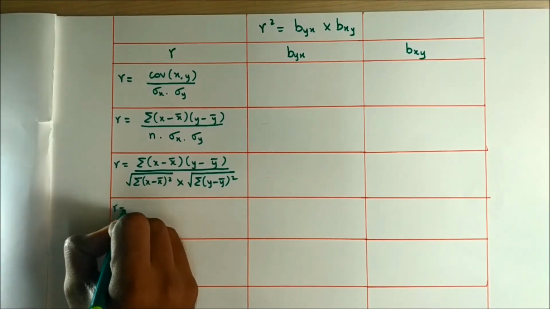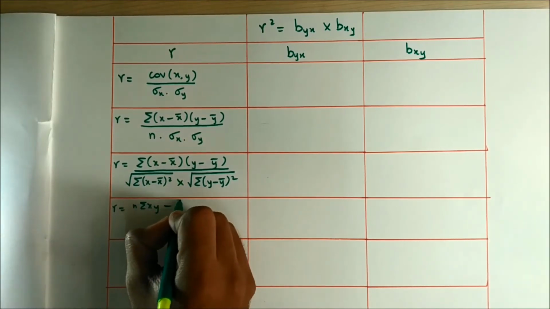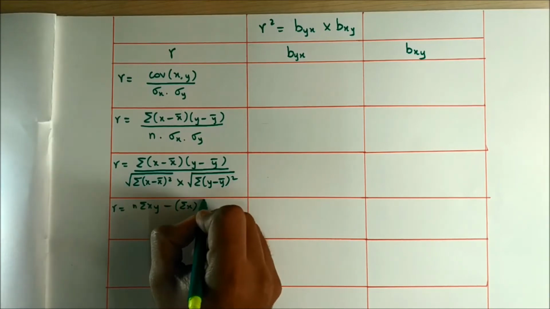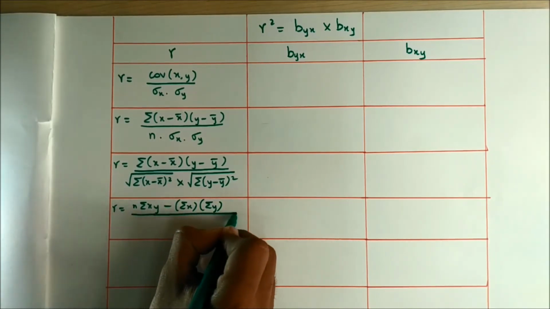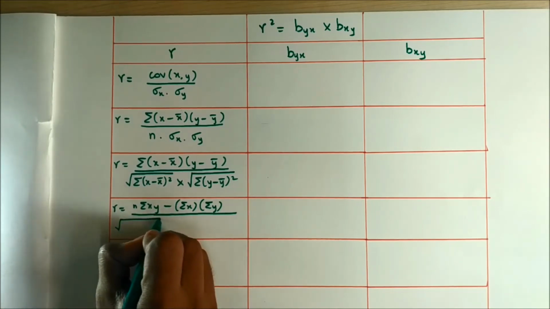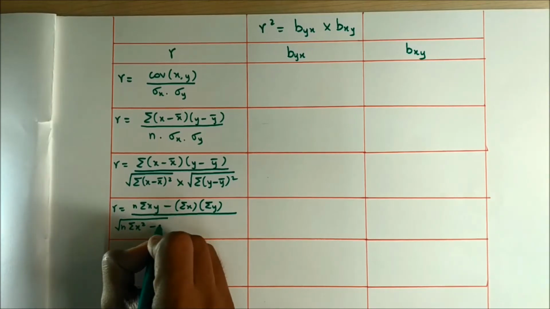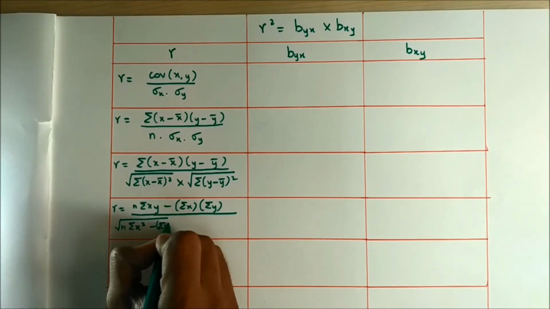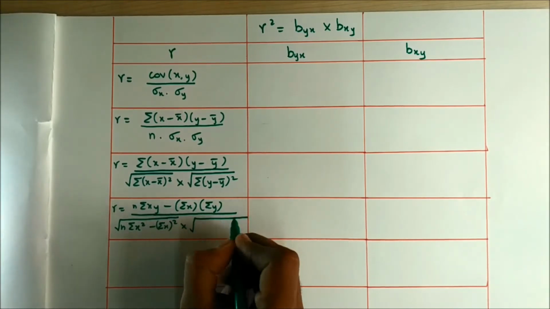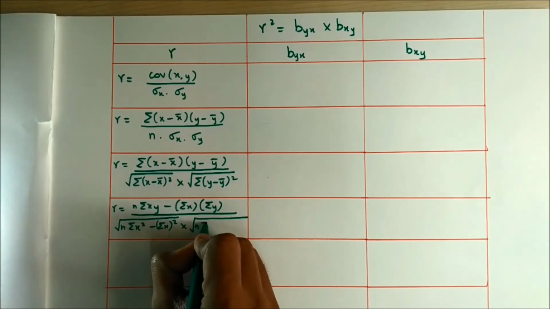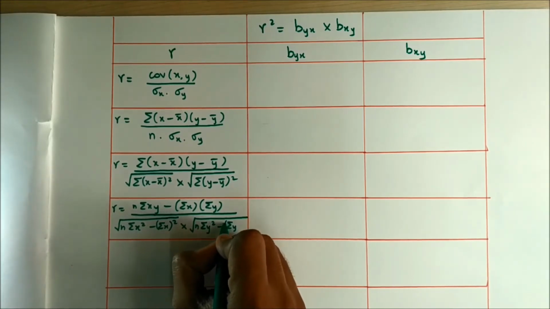And there was one more formula for r. What was that? It is n times summation xy minus summation x into summation y upon under root of n summation x square minus summation x the whole square, perfect. You have one more root for y, and that is n summation of y square minus summation y the whole square.